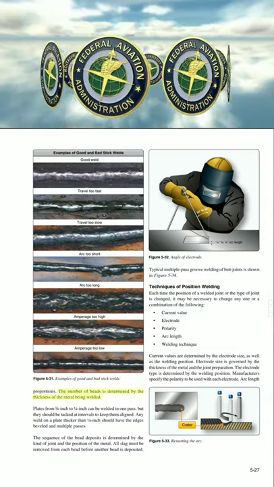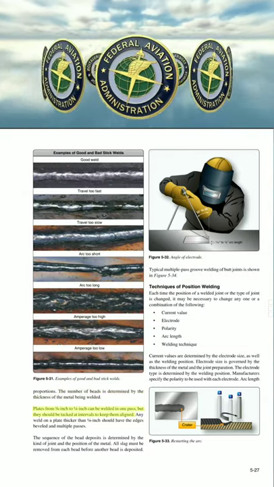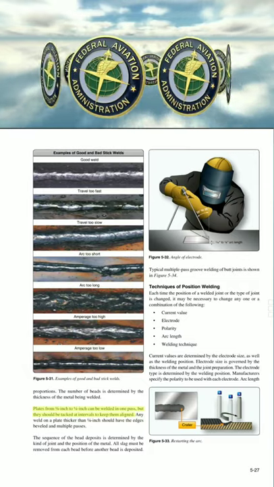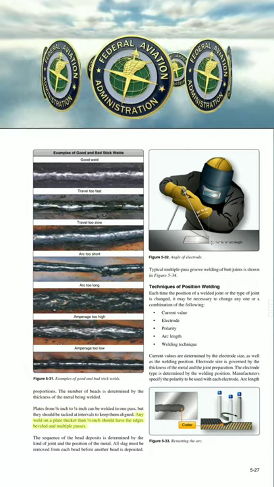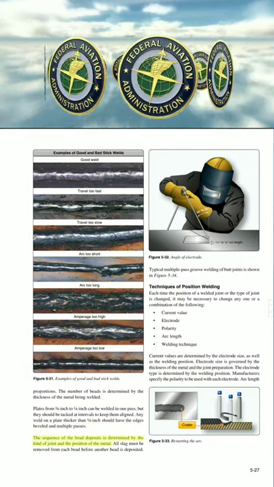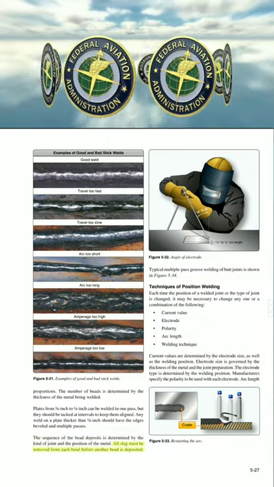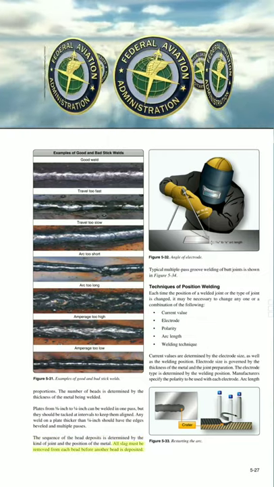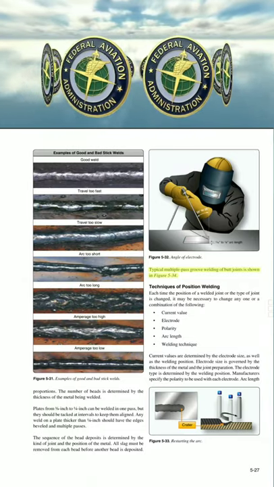Proportions. The number of beads is determined by the thickness of the metal being welded. Plates from 1/8 inch to 1/4 inch can be welded in one pass, but they should be tacked at intervals to keep them aligned. Any weld on a plate thicker than 1/4 inch should have the edges beveled and be welded in multiple passes. The sequence of the bead deposits is determined by the kind of joint and the position of the metal. All slag must be removed from each bead before another bead is deposited. Typical multiple pass groove welding of butt joints is shown in Figure 5-34.